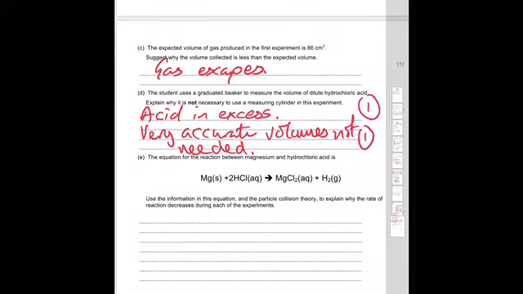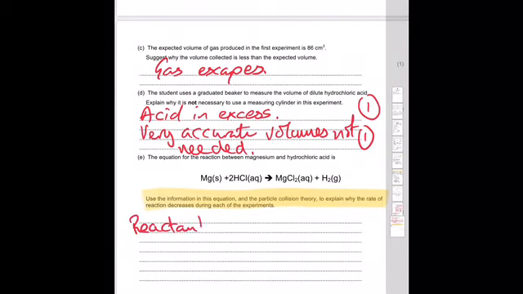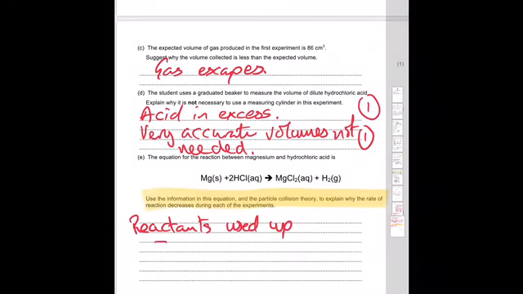So there's 2 marks. Okay, use the information in this equation and the particle collision theory to explain why the rate of reaction decreases during each of the experiments. Well, what's happening here is the reactants are being used up. So the surface area of the solid is decreasing, or the concentration of the acid is decreasing. So therefore, what's happening is there are fewer particles available for collision. So either one of those will have done.